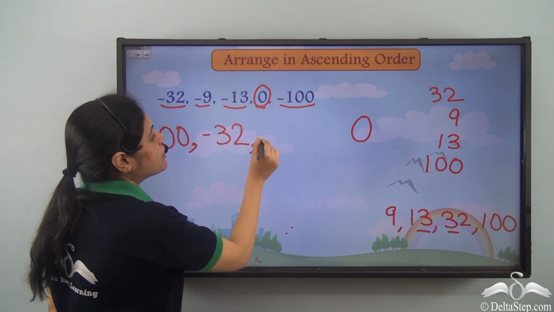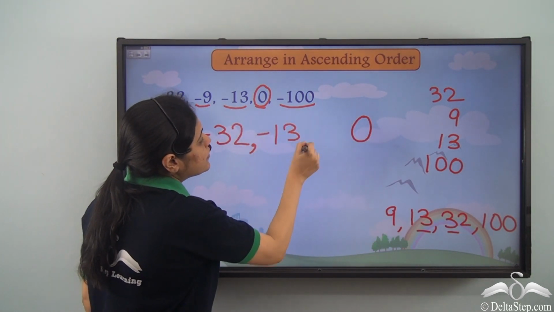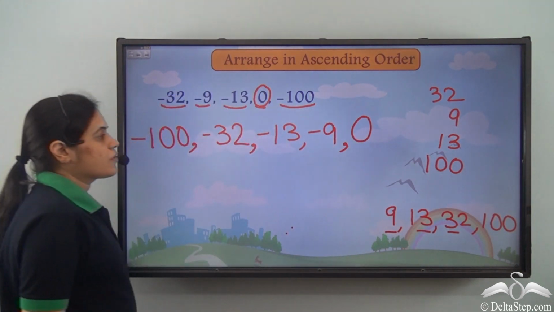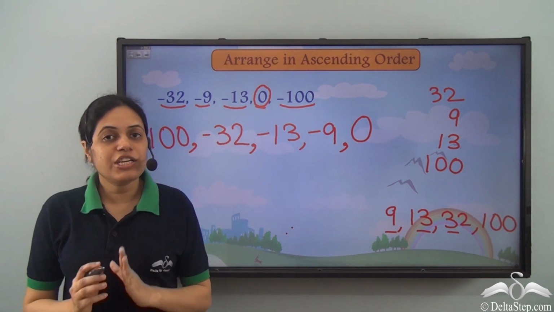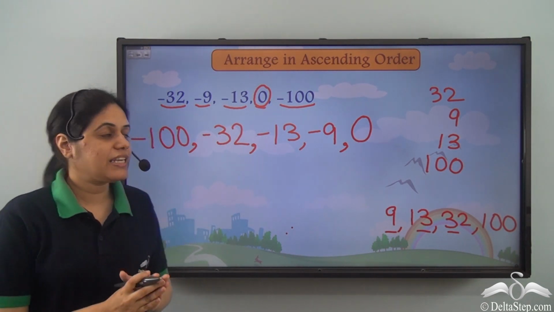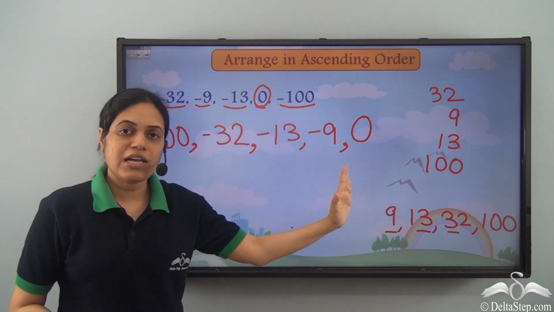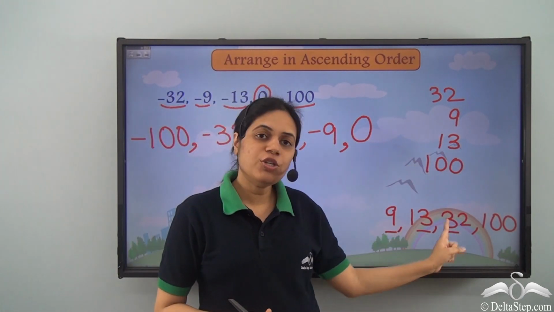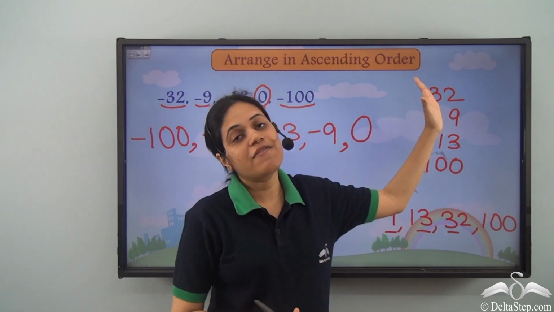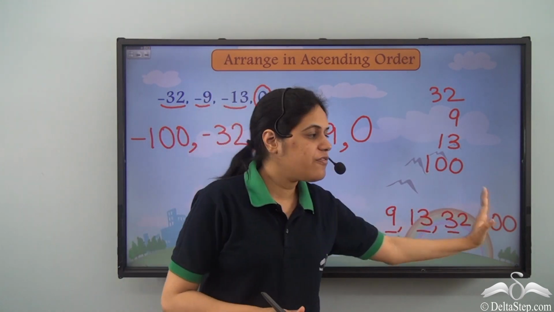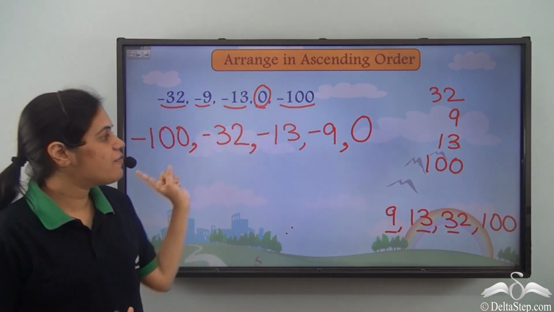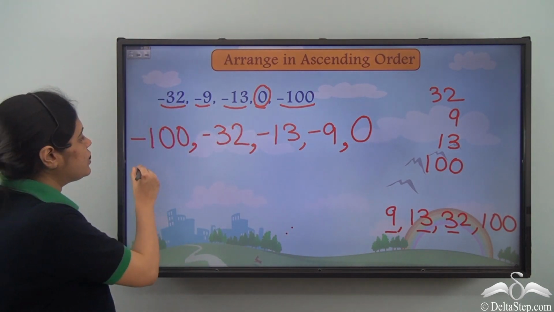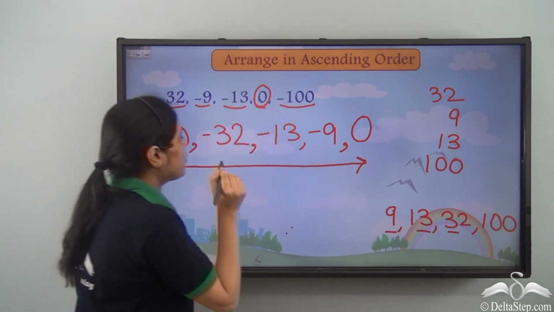Then I will have negative 13. And then we have negative 9. So these are the numbers arranged in ascending order, that is from the smallest to the largest. So for negative numbers, we first convert them into positive numbers. That is, we ignore the sign, arrange them from smallest to largest, and then reverse the order to get the numbers in ascending order. So this is our list in ascending order.